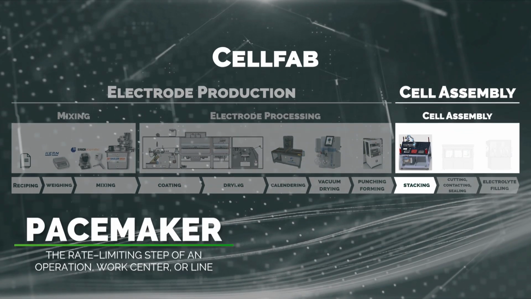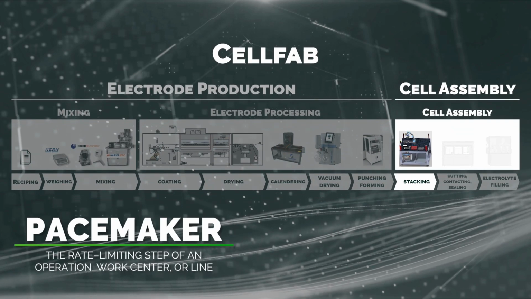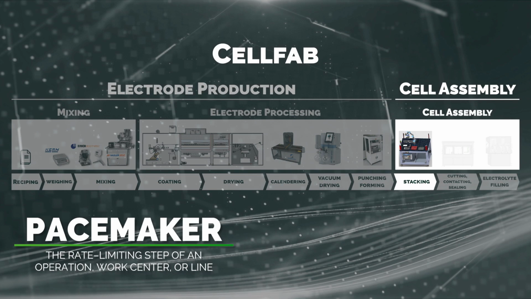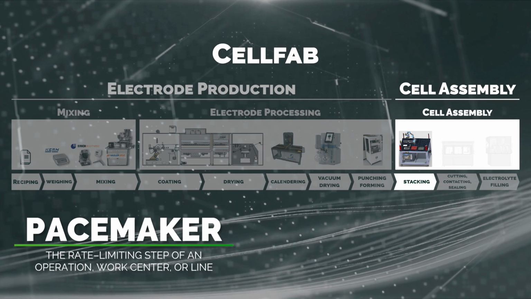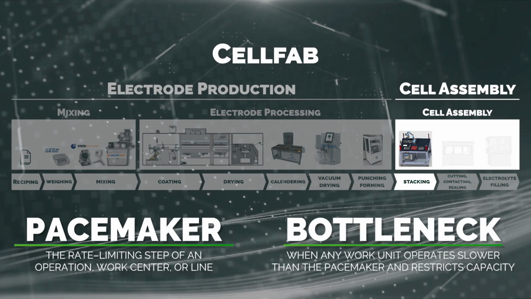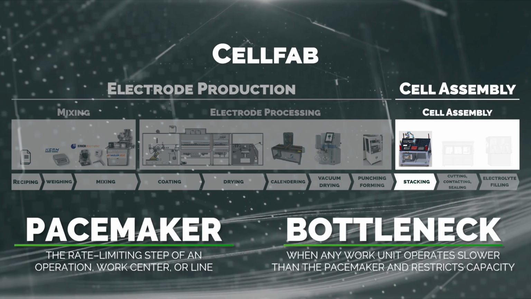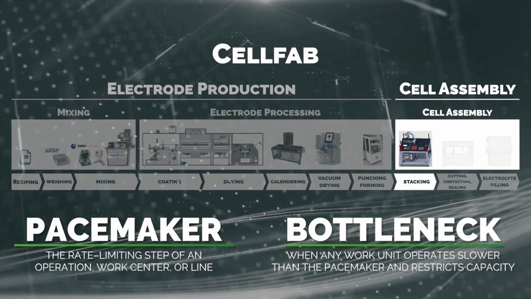The pacemaker is the rate-limiting step of an operation, work center, or line. It's a critical asset to monitor and optimize on the line because its design speed is intended to dictate the output of the whole line. A bottleneck is created when any work unit operates slower than the pacemaker and restricts capacity. Any work unit on the line, including the pacemaker, can become a bottleneck.